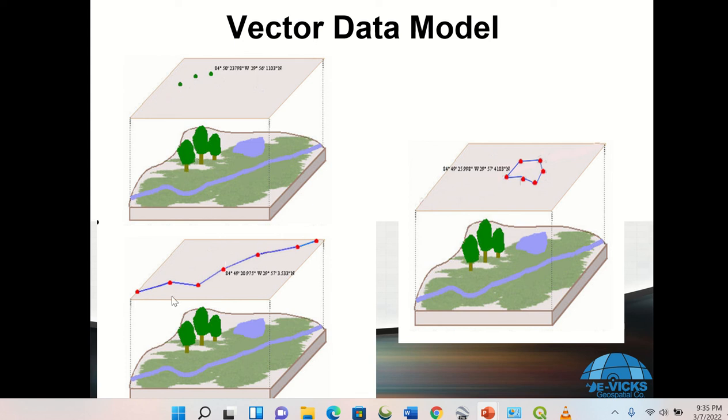Then beneath it we have the polyline. The polyline is the connection of 2 or more points, like we've seen here. A polyline can be used to represent streams, road networks, rail lines and other features that are linear in nature. Then the last one on the list is the polygon. The polygon is a combination of points and polylines in an enclosed space. For example, a polygon can be used to represent a large water body, and can be used to represent boundaries, local government boundaries, state boundaries, and other boundaries.